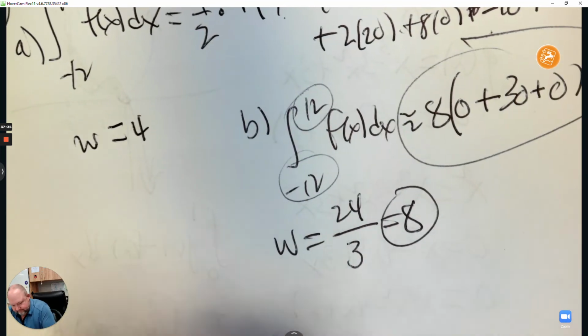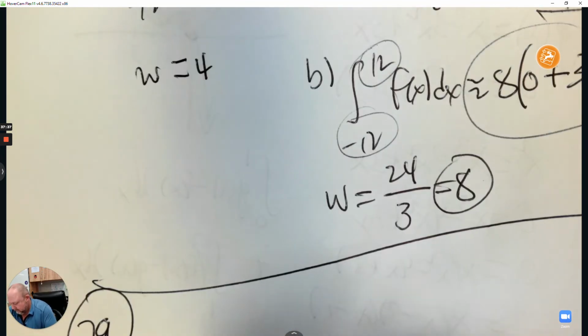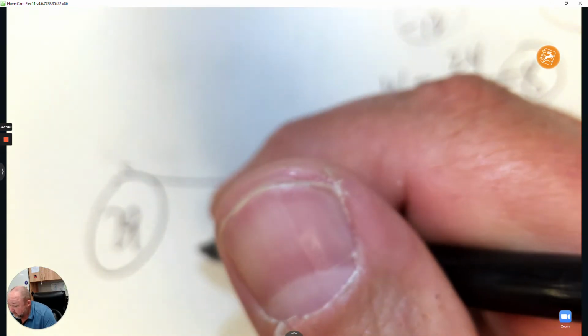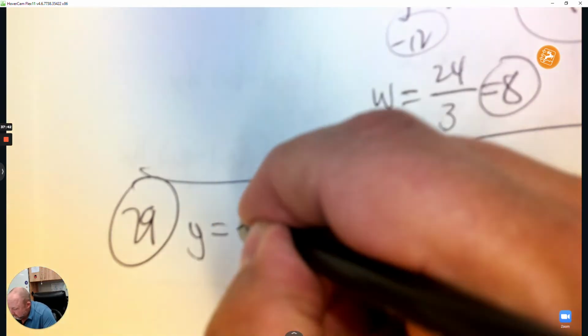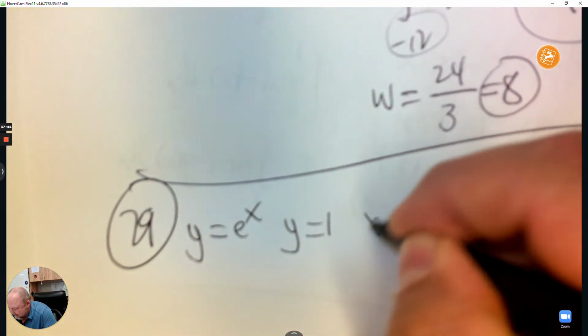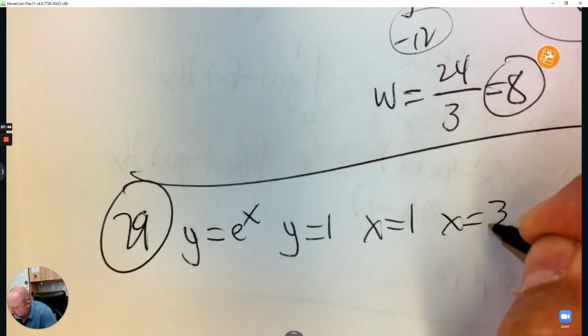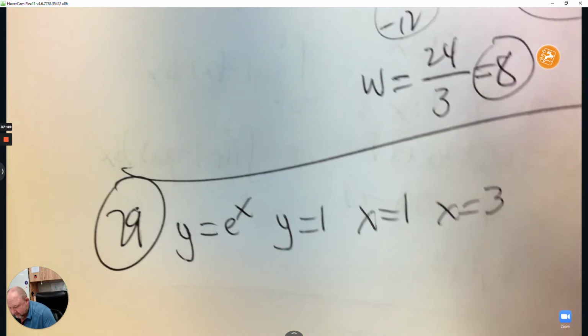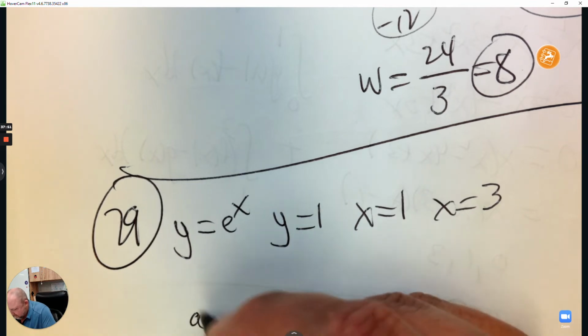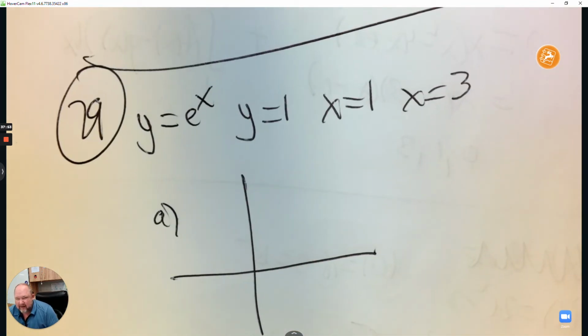Number 29. The region R is bounded by y equals e to the x, y equals 1, x equals 1, and x equals 3. Without using a calculator, sketch the region. All right, don't be intimidated. Here we go. Can you try that?